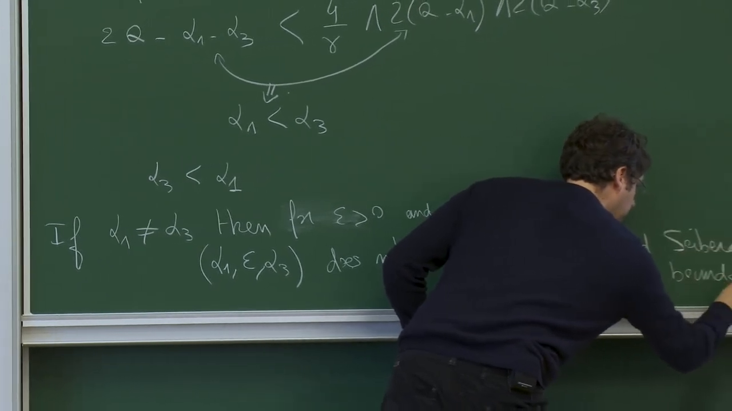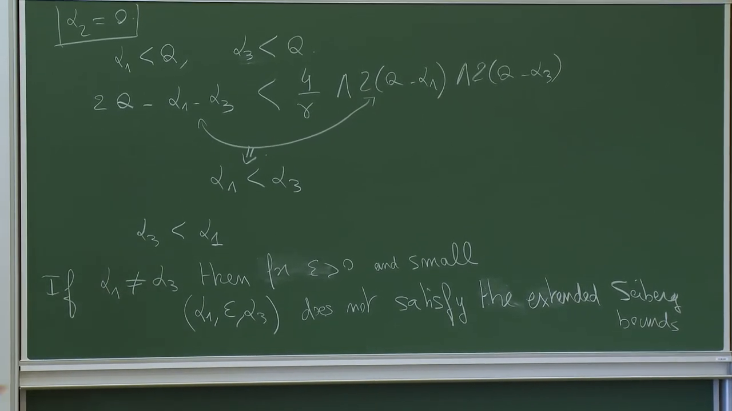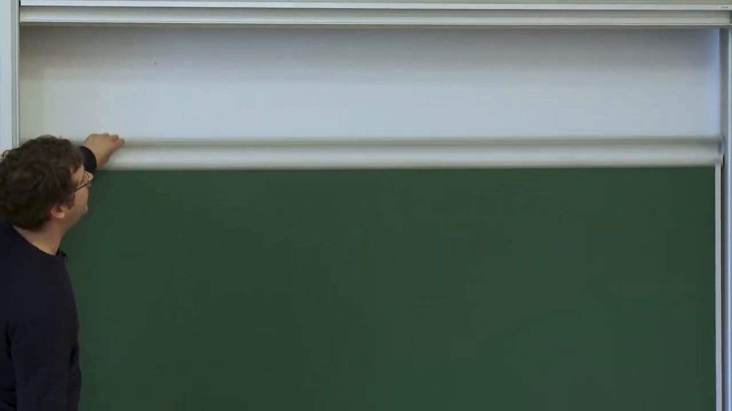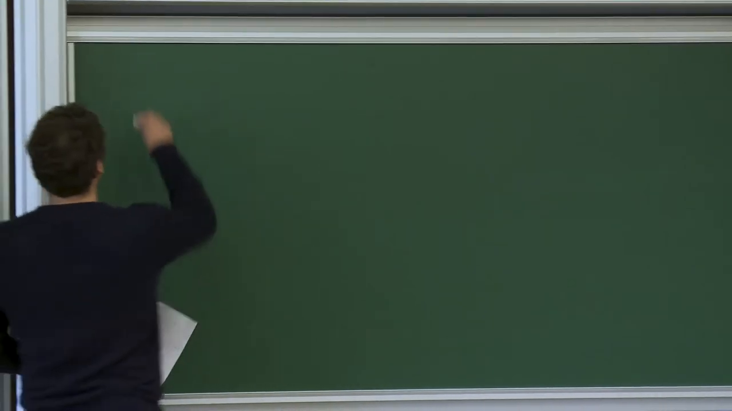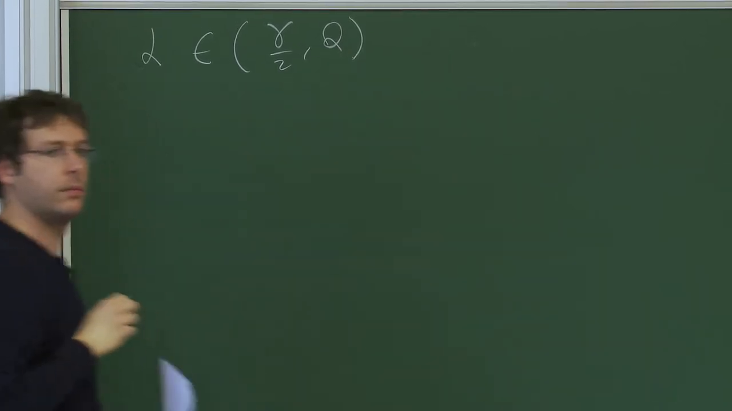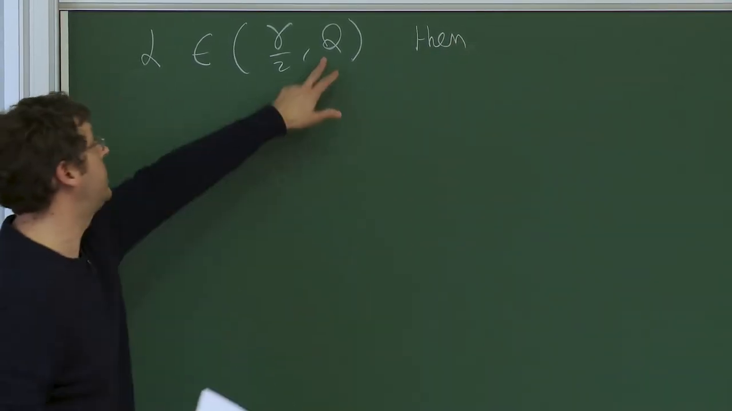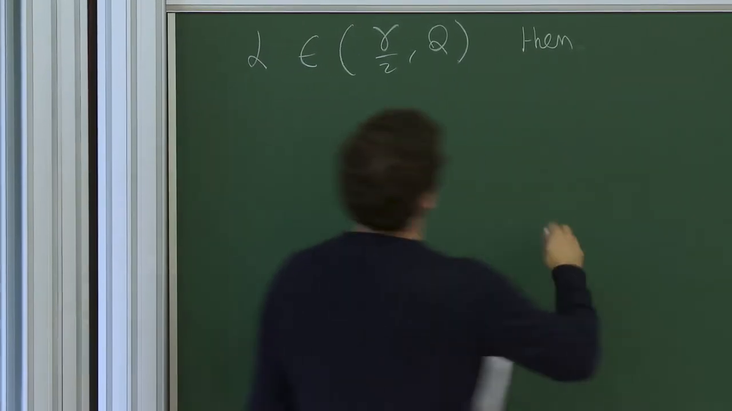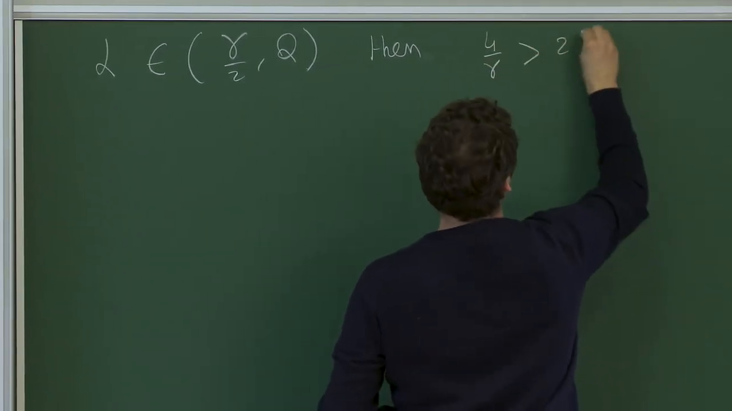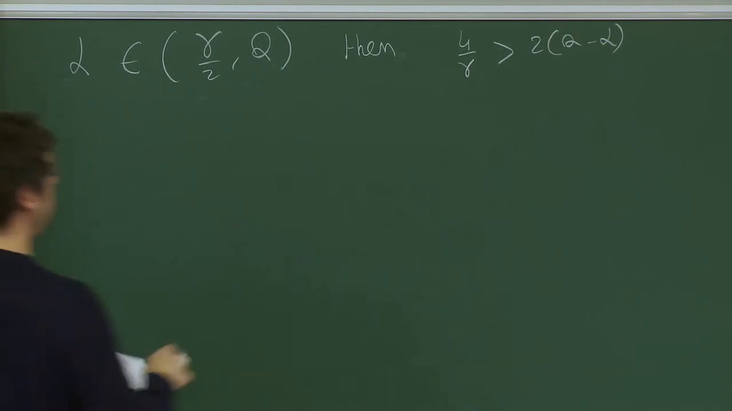Okay, so that's one first. However, and this is somehow the key observation, if I choose alpha in the interval gamma over 2q, then, so this is a non-trivial interval, right, because this is gamma over 2 plus 2 over gamma, then 4 over gamma is bigger than 2q minus alpha, so I let you do the algebra.